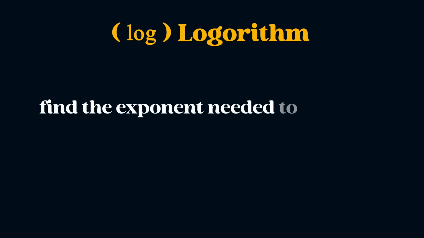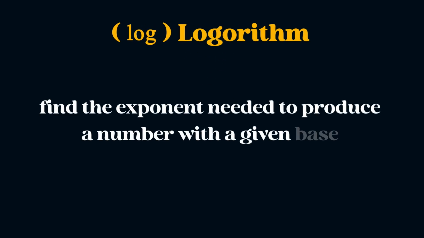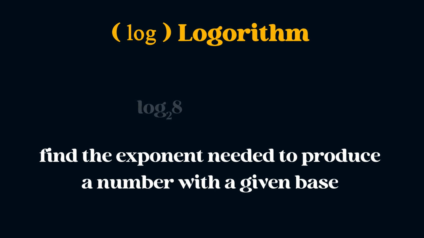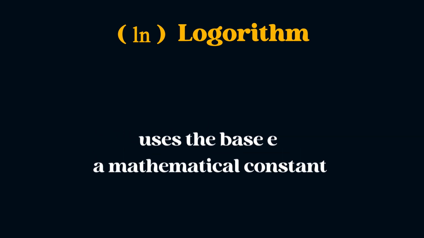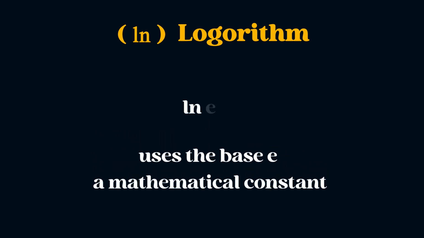27. Logarithm. Logarithms find the exponent needed to produce a number with a given base. For instance, log base 2 of 8 equals 3, since 2 to the power 3 is equal to 8. 28. Natural logarithm. The natural logarithm uses the base e, a mathematical constant. For example, natural log of e equals 1 because e to the power 1 equals e.